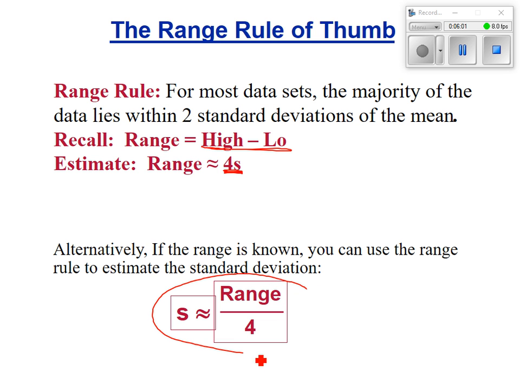And to give an estimate of the standard deviation, you do just the reverse of that, and you take the range divided by 4 if you do know the data. So on some of the data that we had, maybe you knew the highest was 22 and the lowest was 7. You just subtract, you get 15, divide that by 4, and that's going to give you an estimate of what S would be. It's not exactly what S is, but it's fairly close.